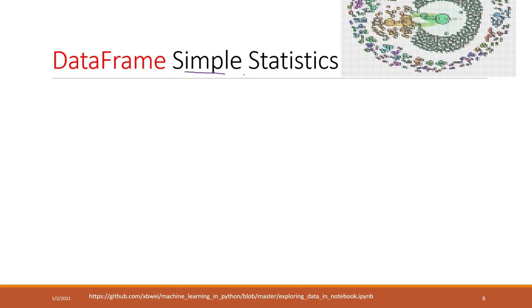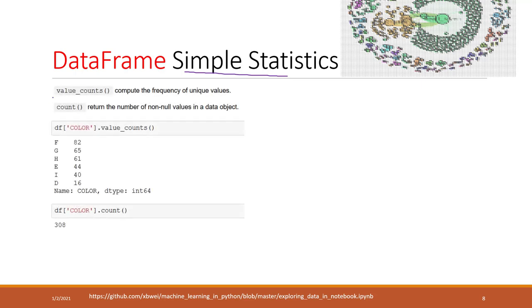And the data frame also has some simple statistics. So for example, you can use value counts. That will calculate the frequency of those unique values. So for example, if we want to count, for each type of color, how many records there are, we can use dataframe colors dot value counts. Okay, so that will count the different types of colors and how many records there are.